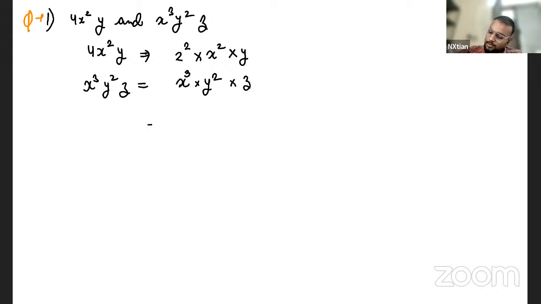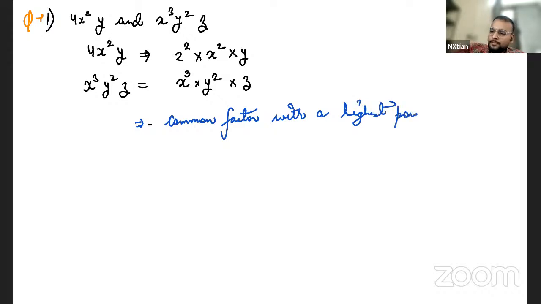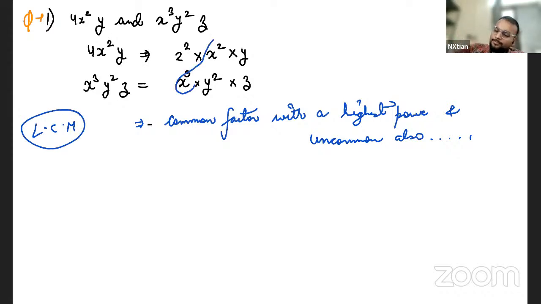Okay. Now, if you want to solve this, first of all we have to find common factors with the highest power, and uncommon also. So first of all, what is common? This is the common part. Now, what is the common highest power? Highest power is x to the power of 3. So I will write x to the power of 3.